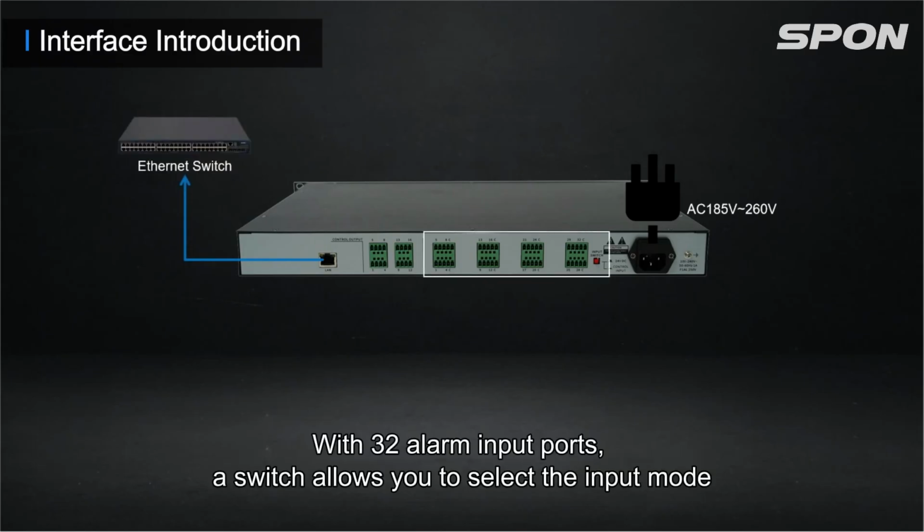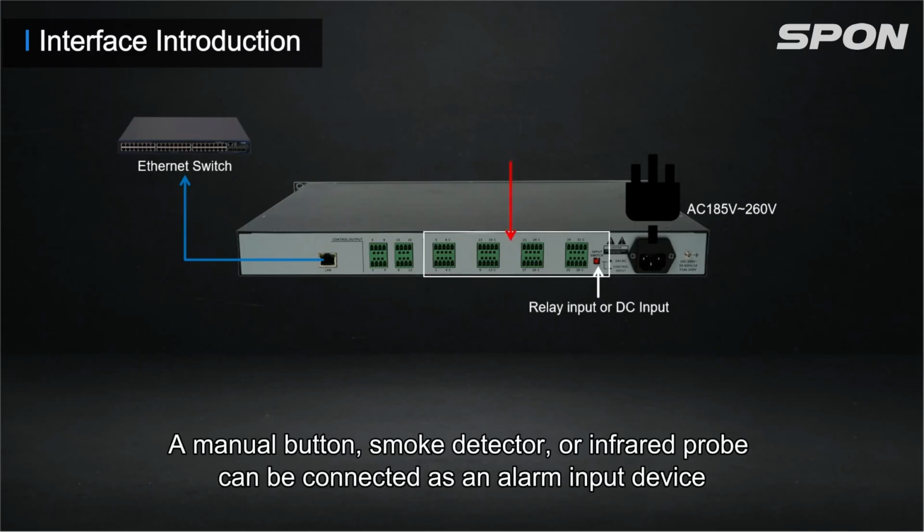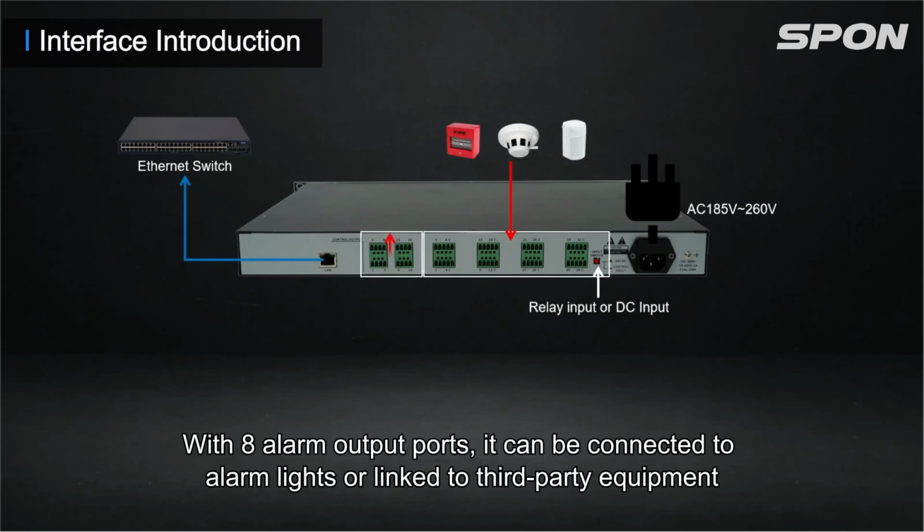With 32 alarm input ports, a switch allows you to select the input mode. A manual button, smoke detector, or infrared probe can be connected as an alarm input device. With 8 alarm output ports, it can be connected to alarm lights or linked to third-party equipment.